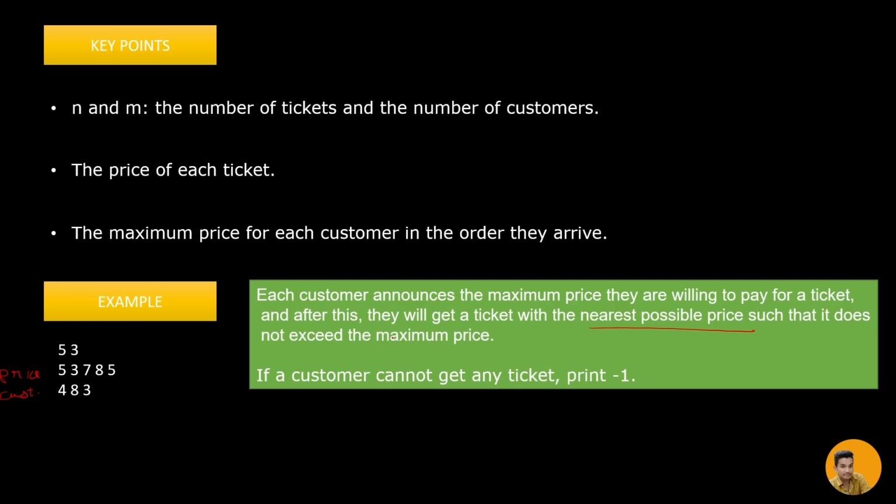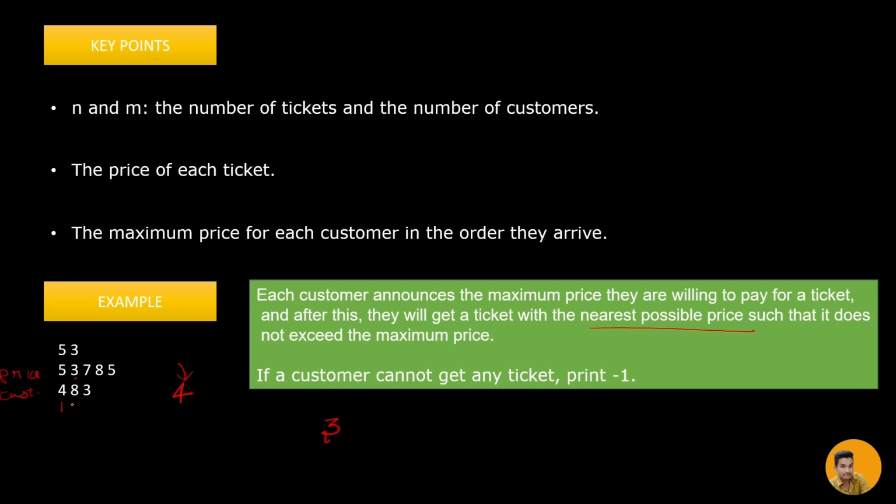So what we need to do is give the ticket to that customer at the nearest possible price. That means this first customer can afford up to 4. So if a ticket with price 4 is available, I can give the ticket with price 4. Otherwise, if it is not there, then I will give the nearest possible price. Which is the nearest possible price here? 4 is not there, so the next nearest possible is 3. So we will give the first customer the ticket of price 3.